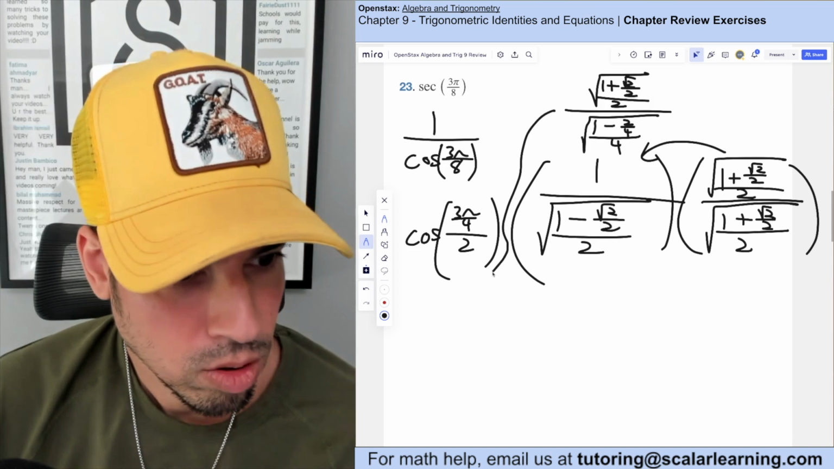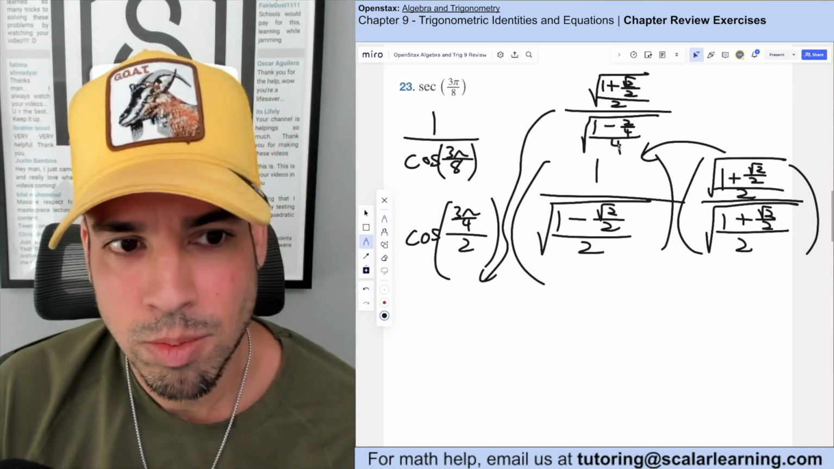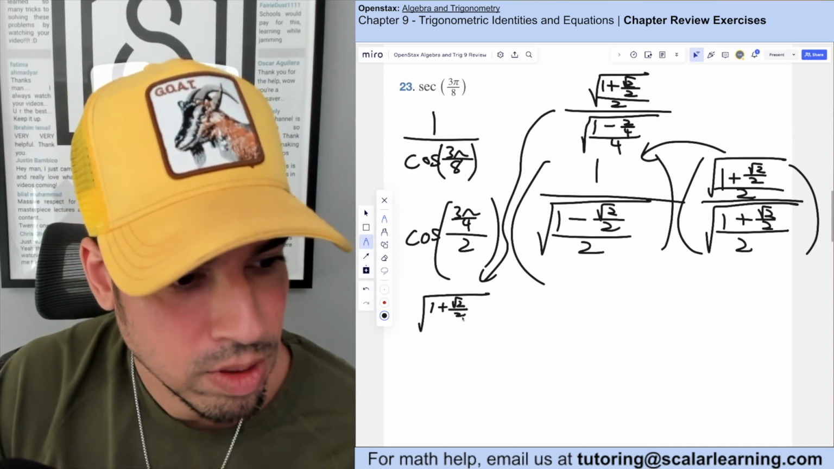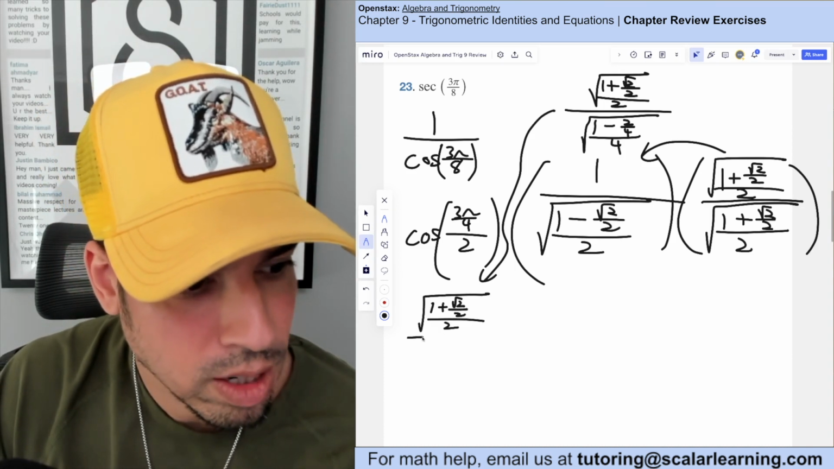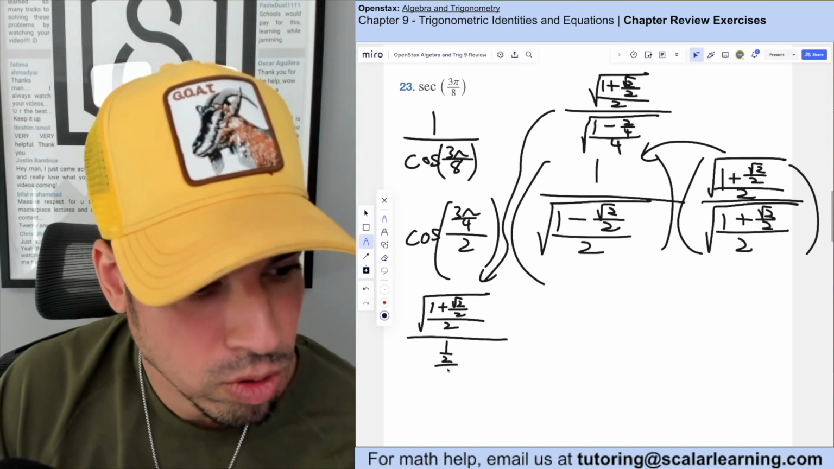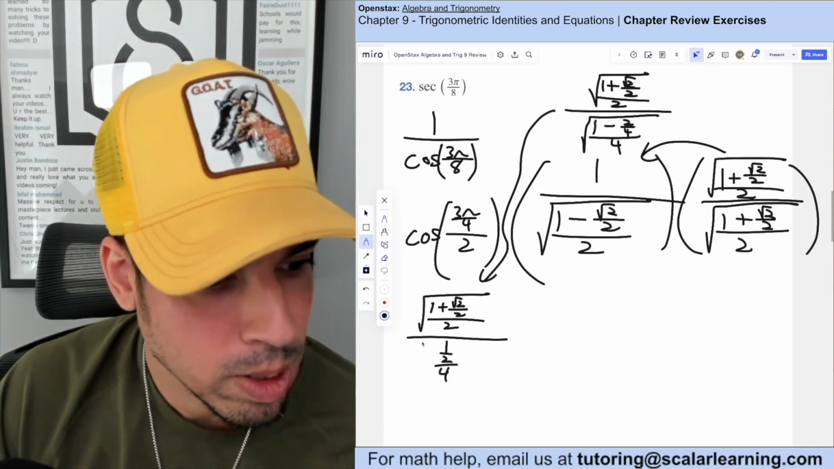Okay, now let's bring all this down here, and we still got some simplification to do to get to the answer that they have in the back of the book. So we're going to leave the top as is right now, and then the denominator becomes 1 minus 1/2, which is 1/2 over 4. And 1/2 divided by 4, by the way, is 1/8.